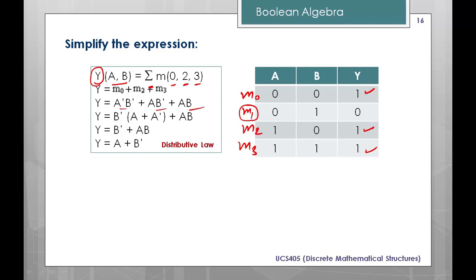Now M0 plus M2 plus M3 is A'B' plus AB' plus AB. Take the common B'. A plus A' is 1, plus AB. So the final minimized answer is A plus B'.